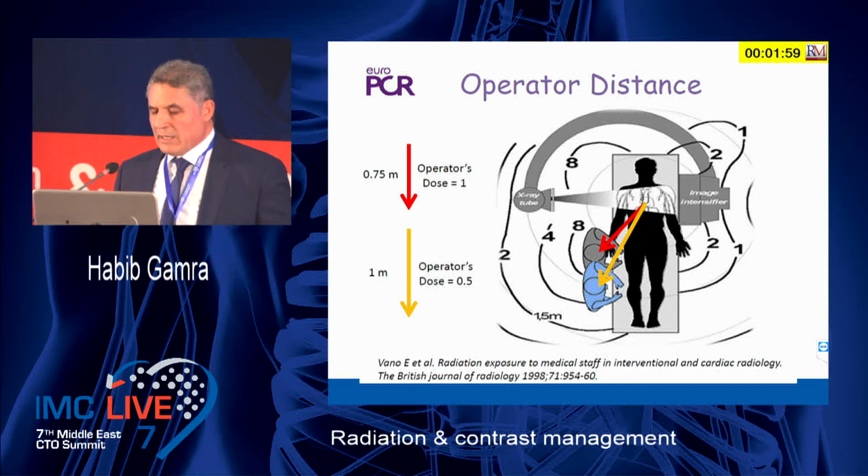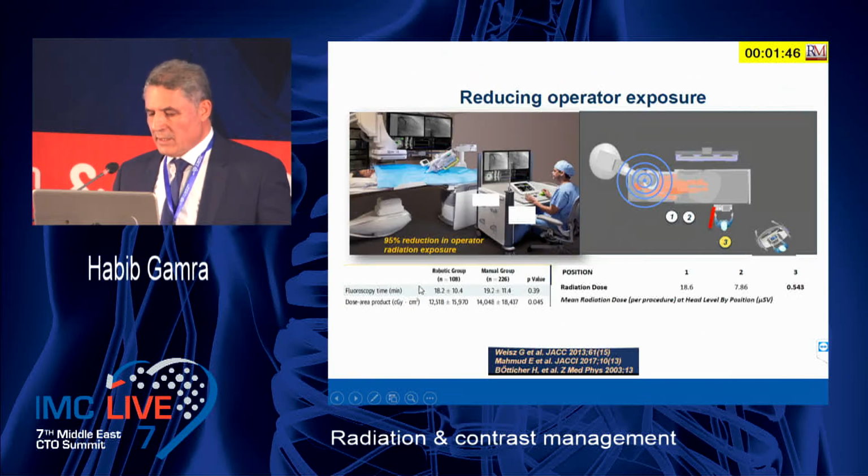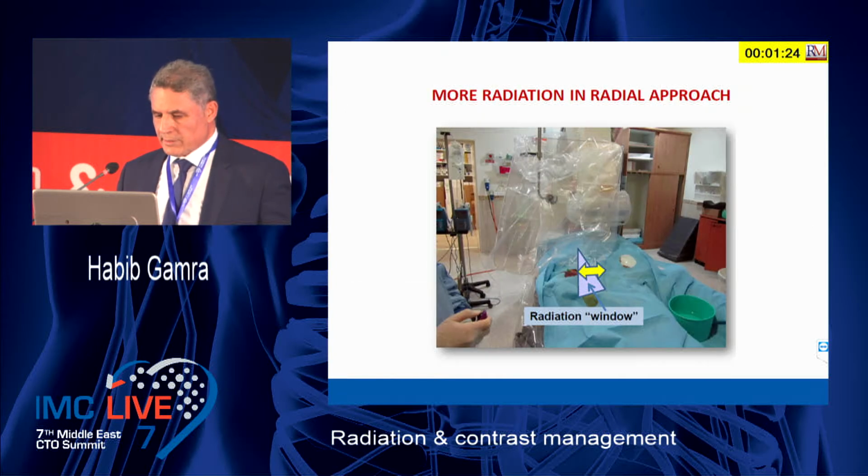Now, the operator position to the table is really important. Look, just 25 centimeters difference between this position and this position will cut the dose by half. And this is even more striking in this slide. This is what had encouraged the development of robotic procedures. It's not very successful, it's very complex. But it shows that if you go away from the patient, you'll save a lot in terms of protection.